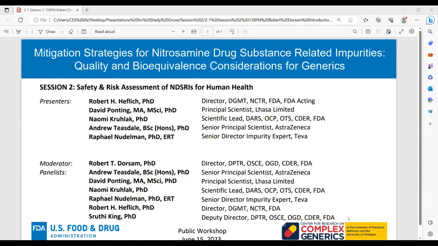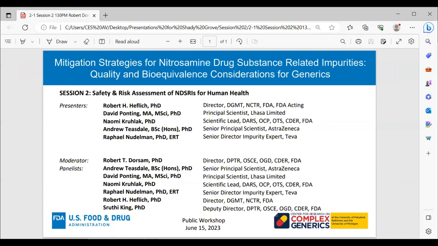So for this session, the first talk will be given by Dr. Robert Heflich from FDA's National Center for Toxicologic Research. He will discuss his group's research on optimizing mutagenicity testing for nitrosamines. The Ames assay is one of the key assays that we use to characterize a compound's mutagenic potential, and literature has suggested that the conditions of the Ames assay may result in different levels of sensitivity for when we're assessing a nitrosamine's mutagenicity. His work is looking towards optimizing those conditions.